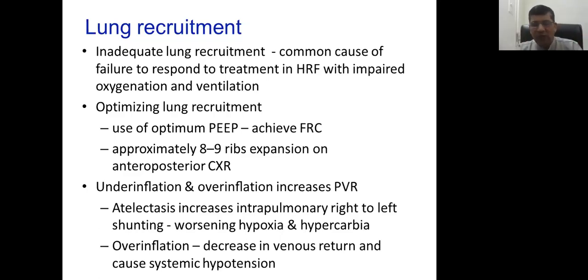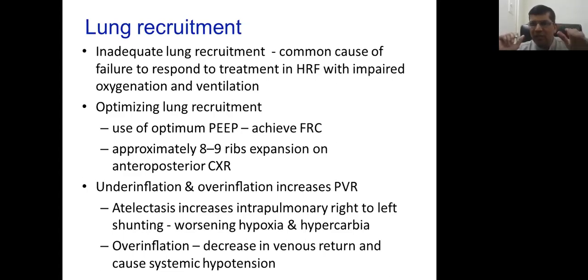The second thing we are talking about here, the most important thing, is lung recruitment. In any disease in neonatology, your lung has to be recruited properly. If your lungs are not recruited properly, medications will not work. Hence, the golden rule in neonatology is proper recruitment. And that optimal recruitment is to achieve your FRC. You don't want underinflation, you don't want hyperinflation. You are happy with the posterior ribs at 8 to 9. That is very important.